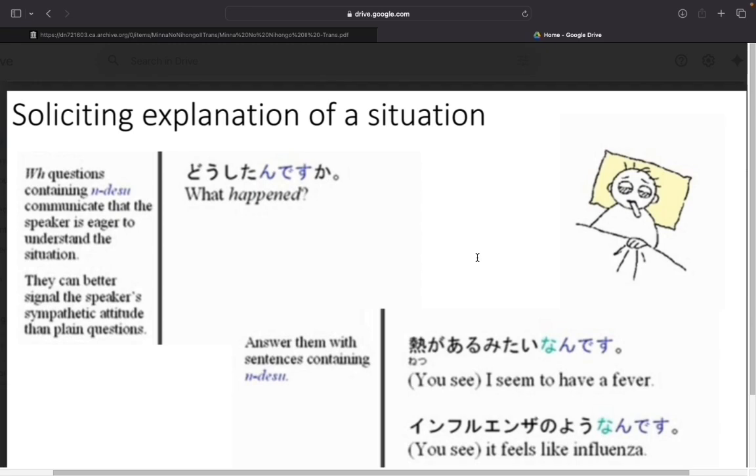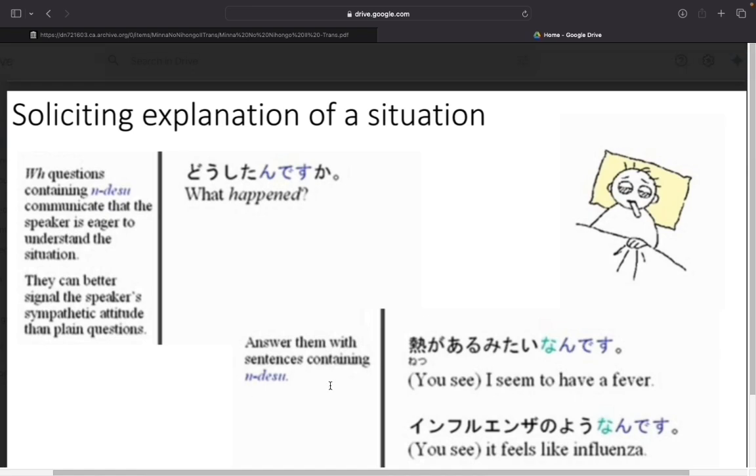Now, this is not just a simple question. It shows that you want to understand the situation. Your friend is sick and you ask どうしたんですか? So, it signals the speaker's sympathetic attitude compared to plain questions. Okay, and the answer could be a sentence containing んです. So when someone asks a question containing んです, then you answer with んです only.